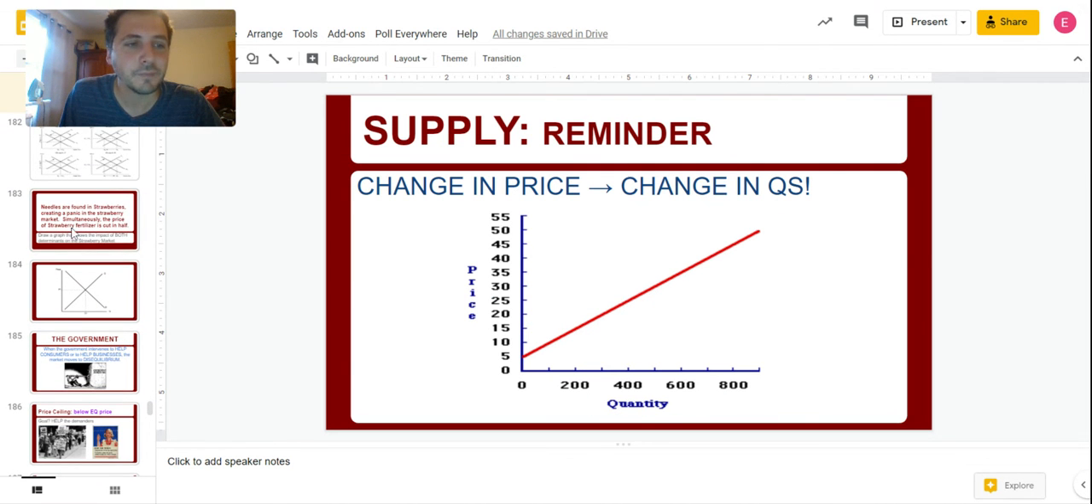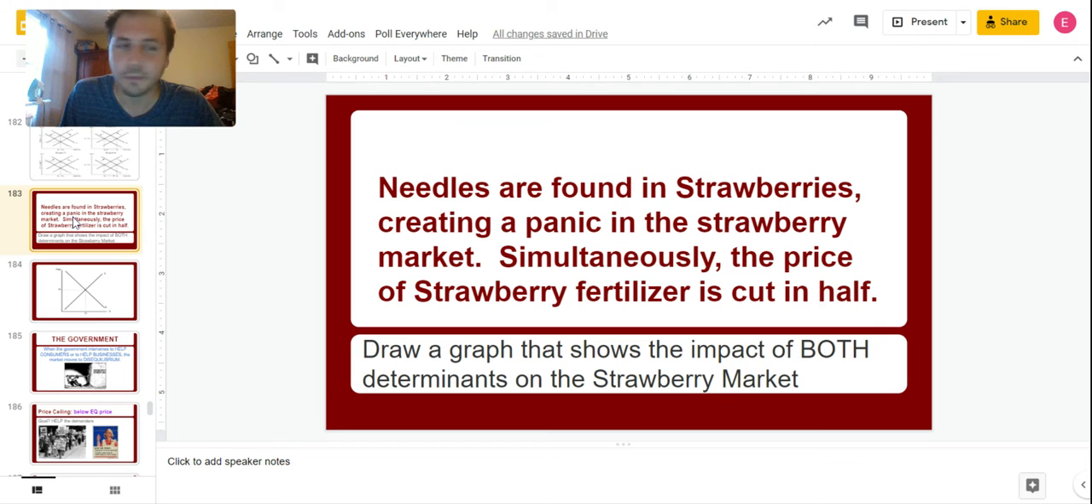Awesome. Guys, we're going to try one more double shift just because we're having fun. Here we go. Needles are found in strawberries, creating a panic in the strawberry market. Yeah, you don't want to eat a needle. Simultaneously, at the same time, that's an important thing. Otherwise, we don't have a double shift. If they're happening at different times, we do one and then we do the other. At the same time, the price of strawberry fertilizer is cut in half.